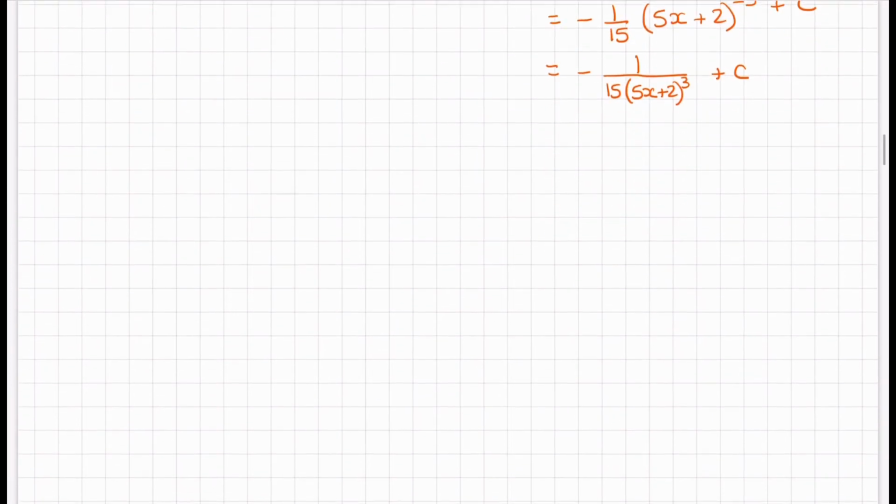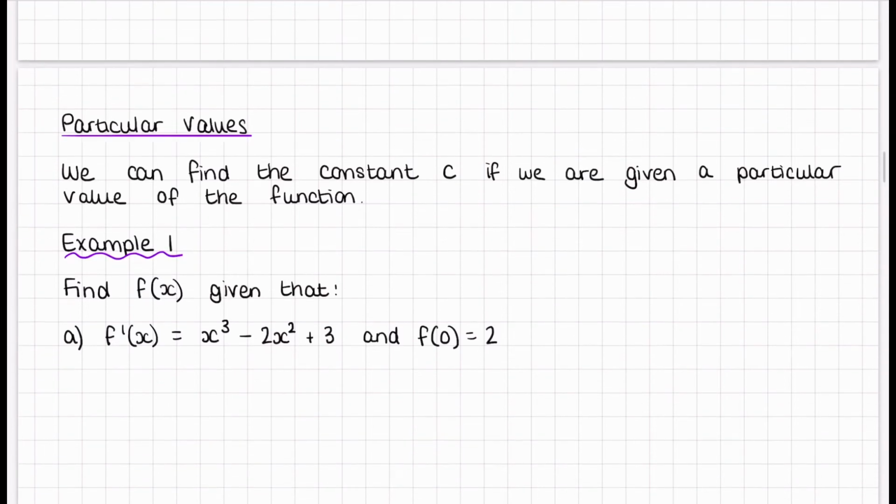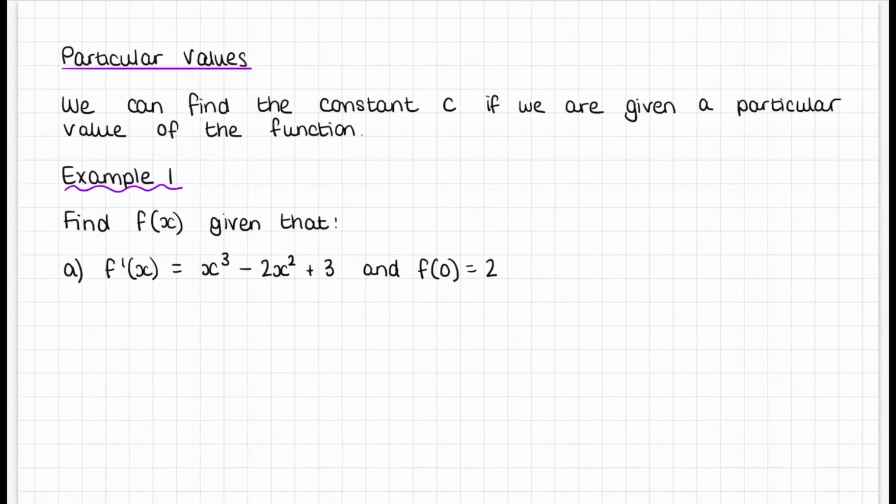And the next thing we want to go through is particular value. So this is when we try and work out the value of c. And we can find out the constant if we're given a particular value of the function to start with. So in this one, we've got find f of x given that the derivative is this, x cubed minus 2x squared plus 3, and we know the function at 0 equals 2.